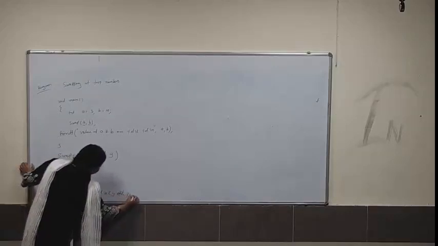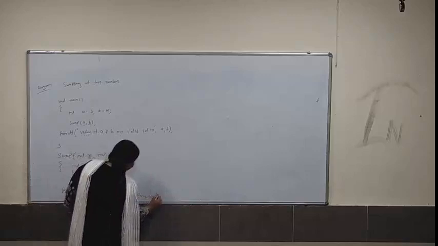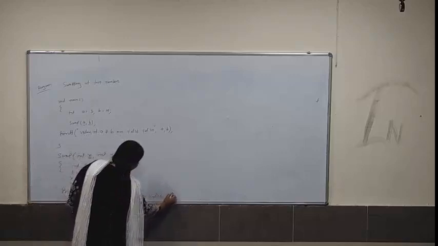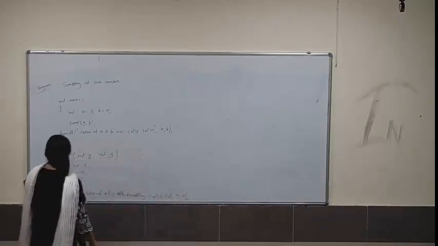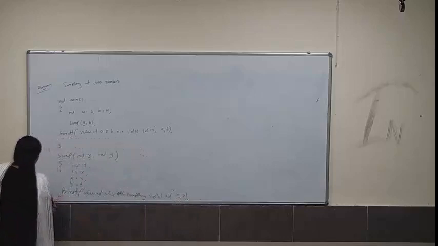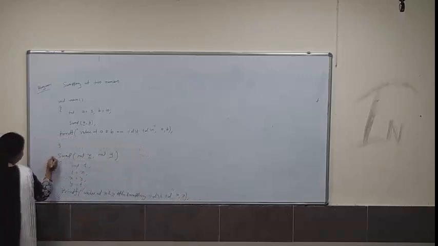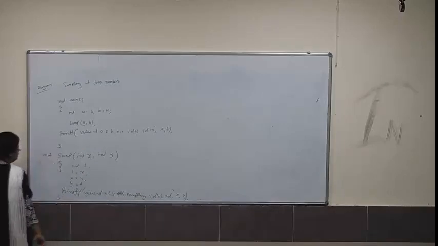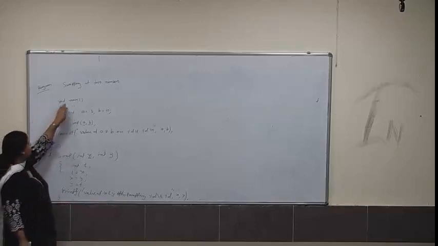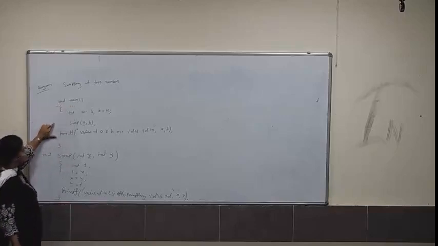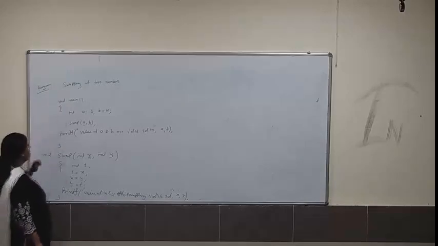After swapping: %d \t %d, with x comma y, and then close this. This function is also not returning any value, so before the name of the function you can mention void. What is the meaning of void? If you mention void before the name of the function, it means this function is not returning any value. That is the reason we mention void before the name of the function.